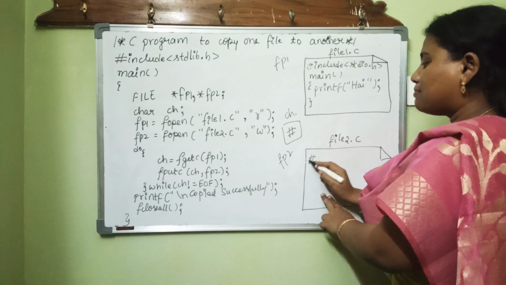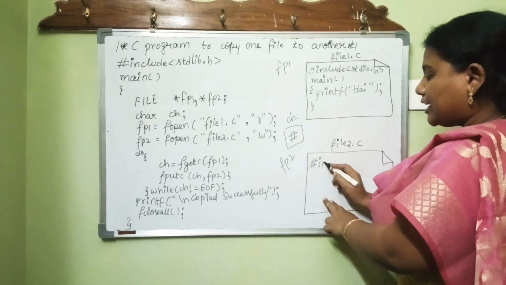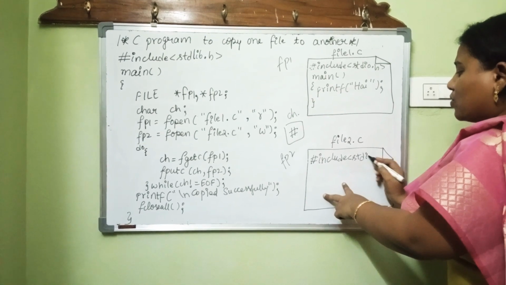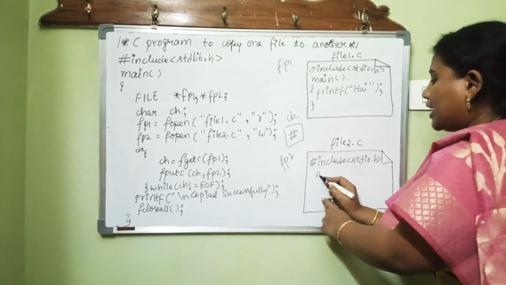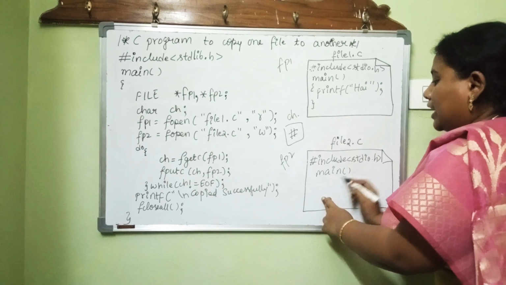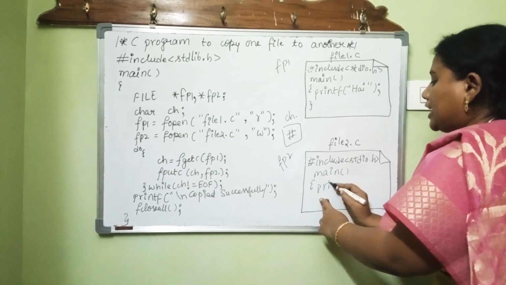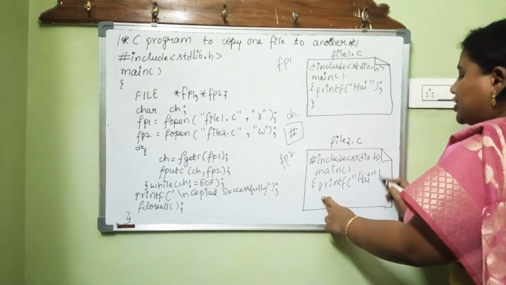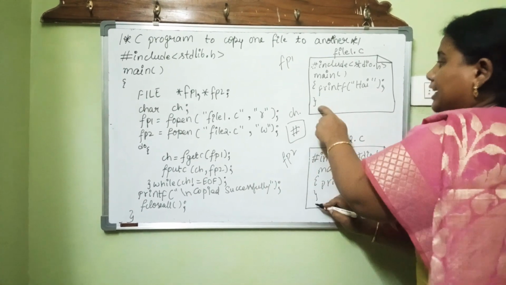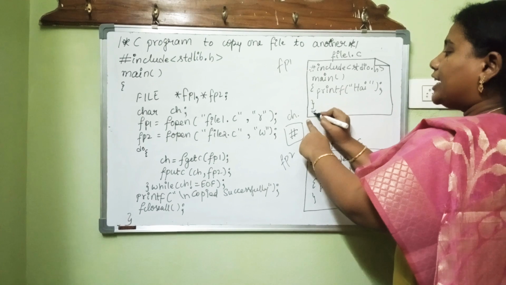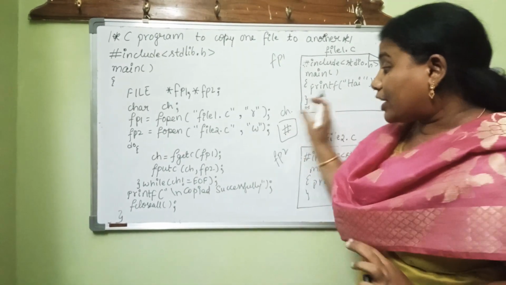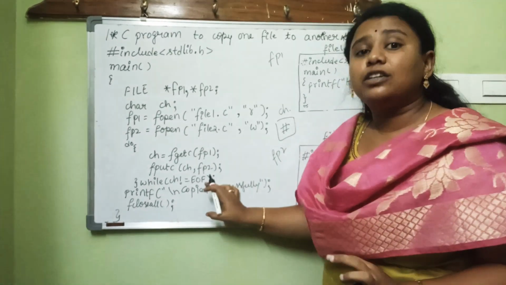So the hash symbol. Next, I N C L U D E. This goes on continuing until I reach the end of the file character. Where do I reach the end of the file character? Here. So this is where we get the end of file character. Now, at the end of the file character, what happens here? The copying stops.